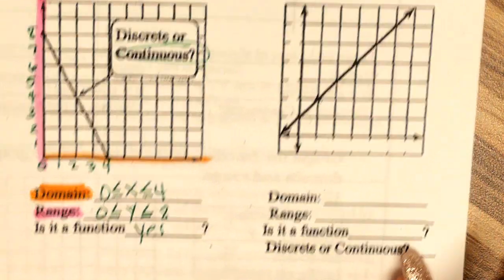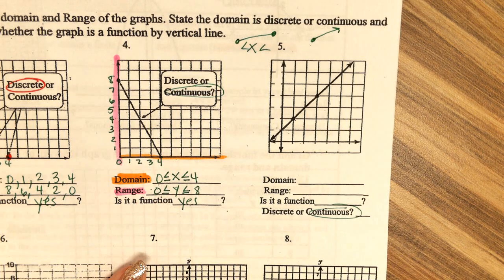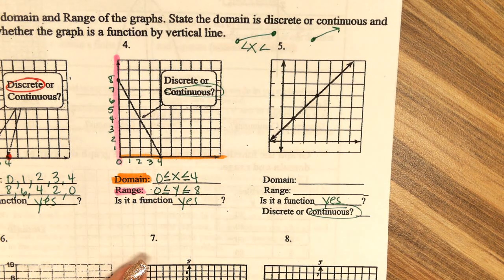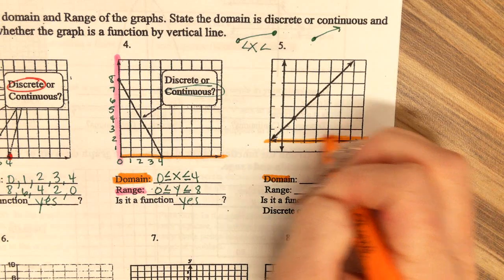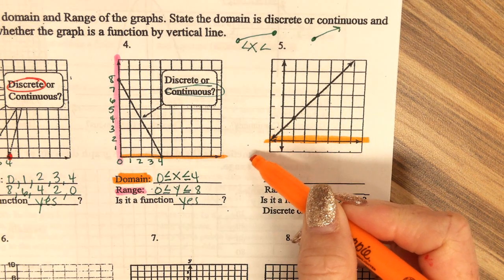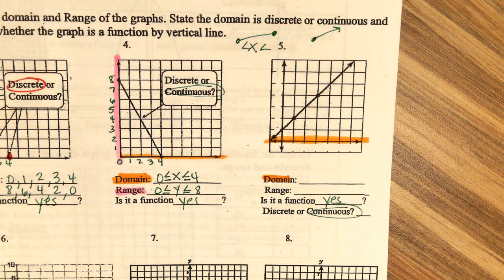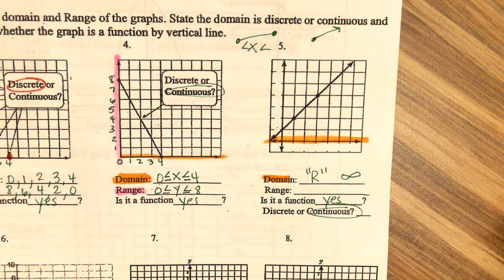Okay, on this one, the first thing we're going to look at is it continuous or discrete? Continuous. So circle that right here. Is it a function? Yes, it is, because if I drew a vertical line, it would only touch one time. Now, for domain and range, I want you to think about it. For the domain, looking from left to right, is there an arrow that's going to keep going to the left? Is there an arrow that's going to keep going to the right? So what would the domain be? All real numbers, or the little sideways infinity.